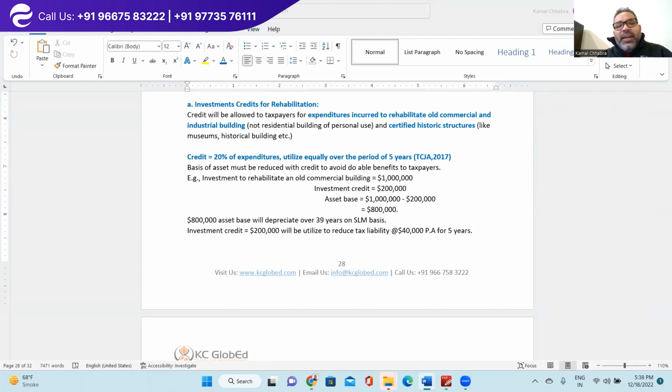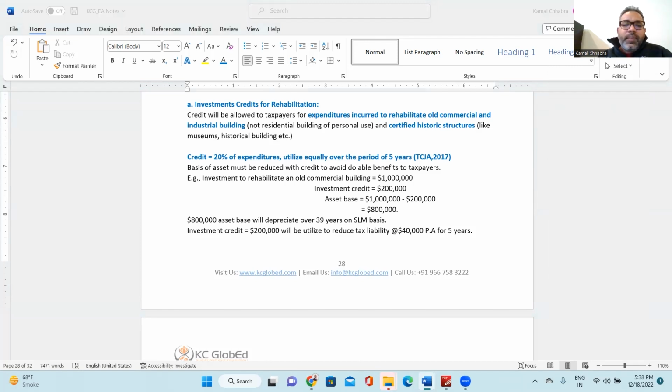So next thing is the credit. How much tax credit will you receive? That is 20% of the expenditure, utilized equally over a period of 5 years. That's a drawback of virtual meetings, or virtual class, people get busy in their own way. Okay, sorry about that. So the credit is 20% of expenditure utilized equally over 5 years. Whatever your tax credit, you can avail only 1/5 in a particular year, so you'll be taking the overall credit over the period of 5 years.